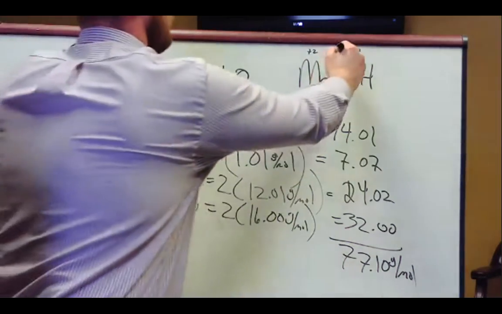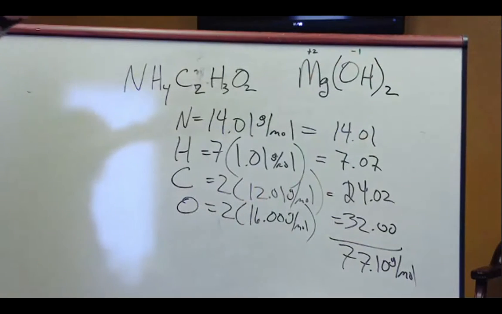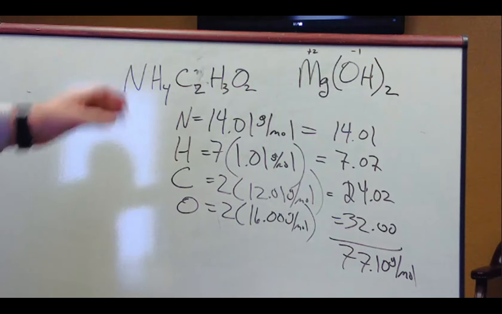So what we're going to do is put a 2 right there. So there's magnesium hydroxide. Now I want you guys to calculate the formula mass, or the formula weight, of magnesium hydroxide.